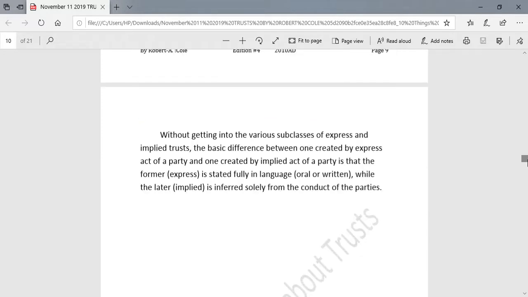Without getting into the various subclasses of express and implied trust, the basic difference between one created by express act of a party and one created by implied act of a party is that the former, express, is stated fully in language, oral or written, while the latter, implied, is inferred solely from the conduct of the parties.